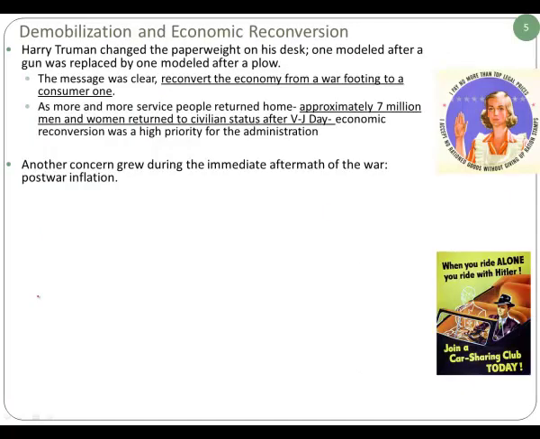Okay, now, we must transition. We know the economy is doing well, with the exception of that 20%. How do we transition from a defense organized and emphasized economy to a consumer-based one? An icon of this is the changing of Truman's paperweight, from one modeled after a gun to one modeled after a plow. We're going from defense back to industry and agriculture, which is an important idea for our economy.